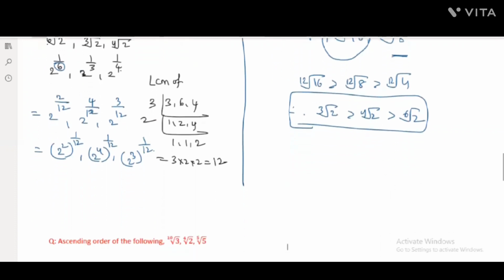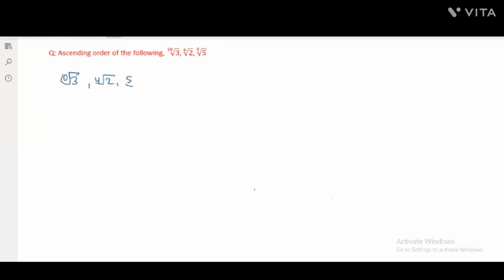So next we'll take one more question. Let's see this question: ascending order of the following. What is ascending order? It means small to big. So let's calculate here. They are given 10th root 3, 4th root 2, 5th root 5. So let us take it like 3 power 1 by 10, 2 power 1 by 4, and 5 power 1 by 5. So here the radicands are different.